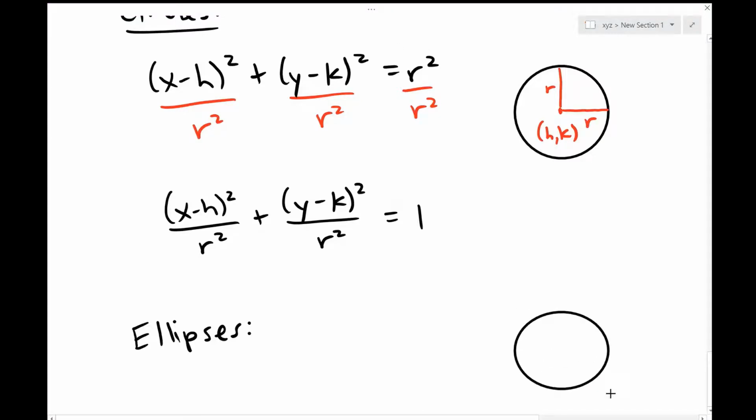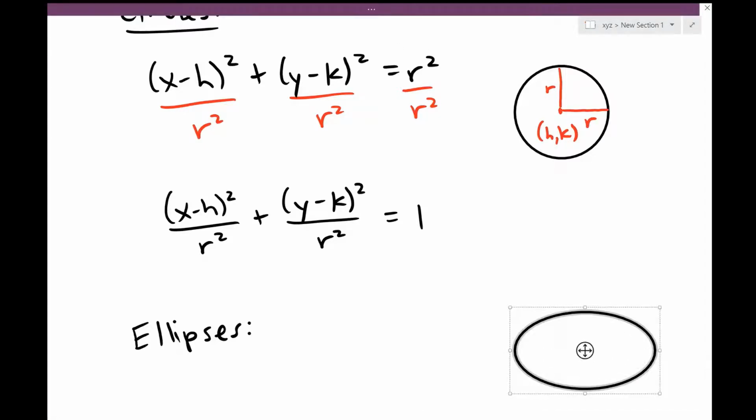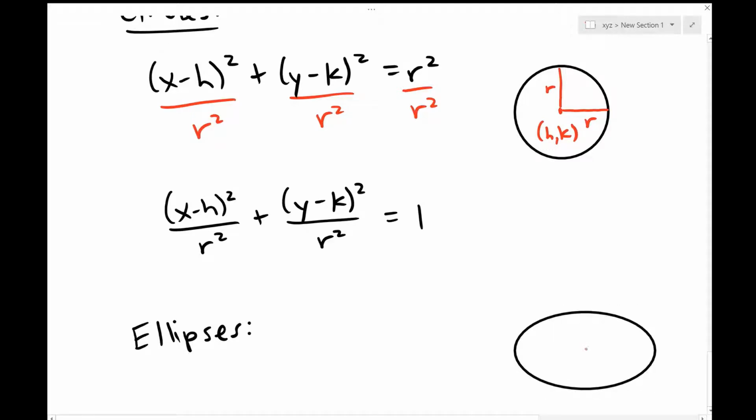So for ellipses, if we're measuring from the center, which we're still going to identify by the coordinates (h, k), then we have these two different distances. I have one distance a, which gives me the horizontal distance from the center to a point on the ellipse, and I have a vertical distance, which I'll call b. So these take the place of the concept of the radius when we're looking at the circle.